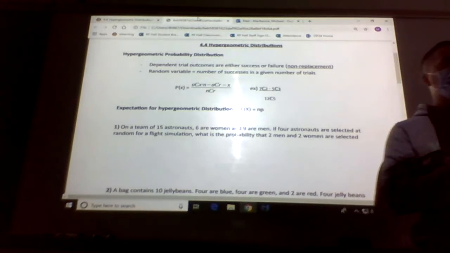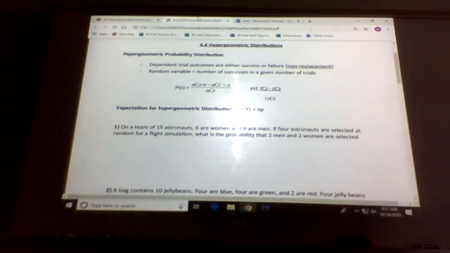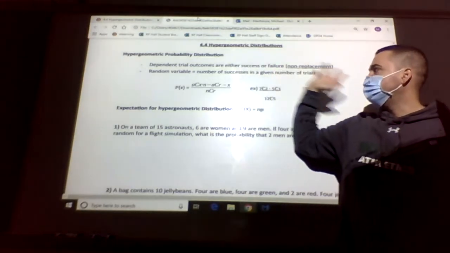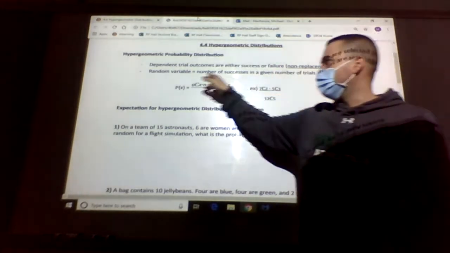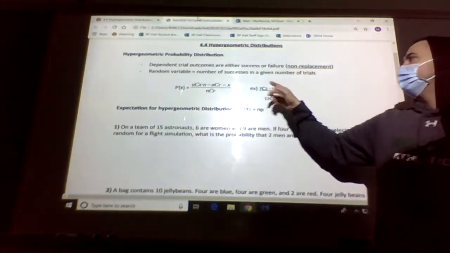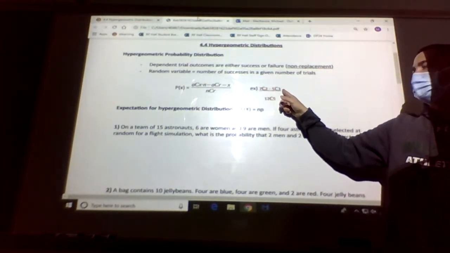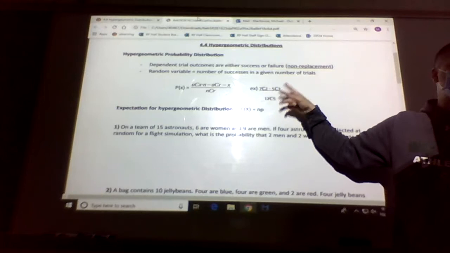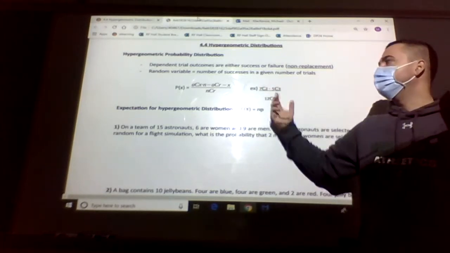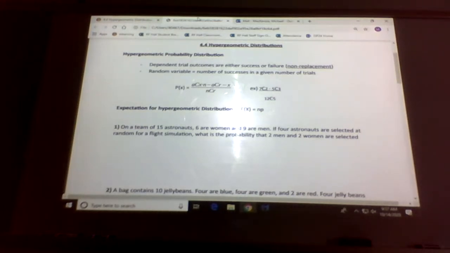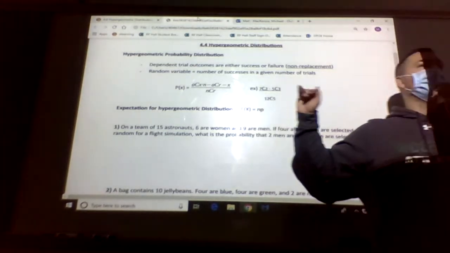Like the deck of cards, we take a card out, we don't put it back now. So, non-replacement. Still looking at success and failure, a different formula now. It looks weird here, but it's like 7 choose 2 times 5 choose 3 over 12 choose 5. I'll explain how to do it with examples. The expectation is still the same, it's still n times p. In the book they give you a different one. Don't worry about that one.